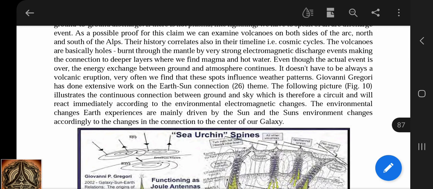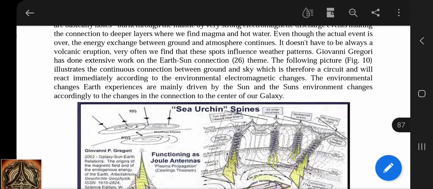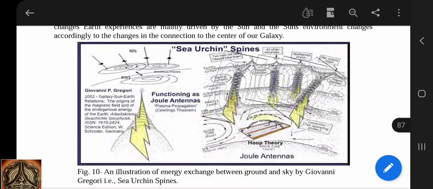Giovanni Gregori has done extensive work on the Earth-Sun connection theme. The following picture, figure 10, illustrates the continuous connection between ground and sky, which is therefore a circuit and will react immediately according to the environmental electromagnetic changes. The environmental changes Earth experiences are mainly driven by the Sun, and the Sun's environment changes accordingly to the changes in the connection to the center of the galaxy.